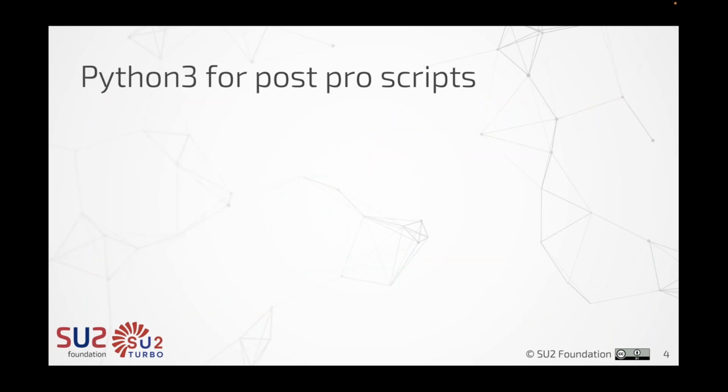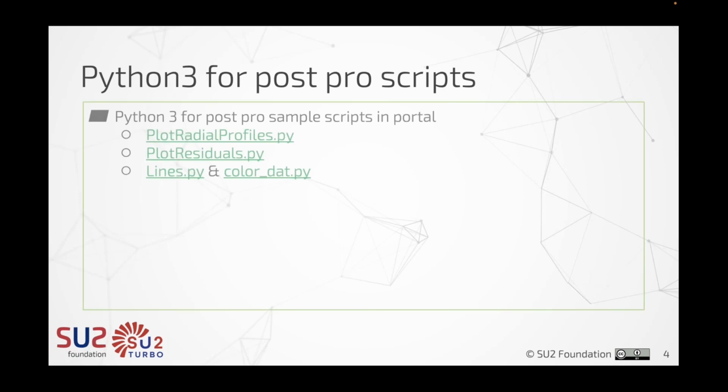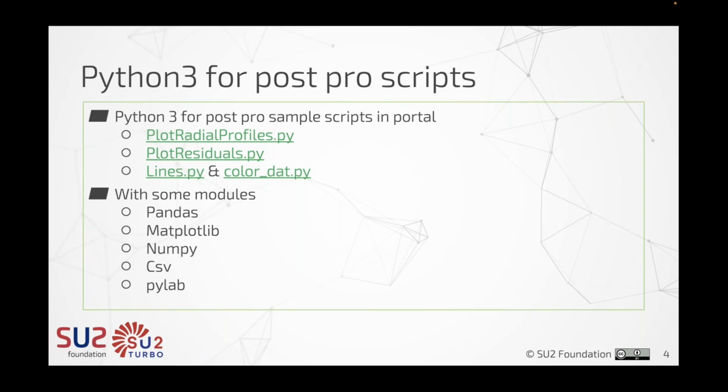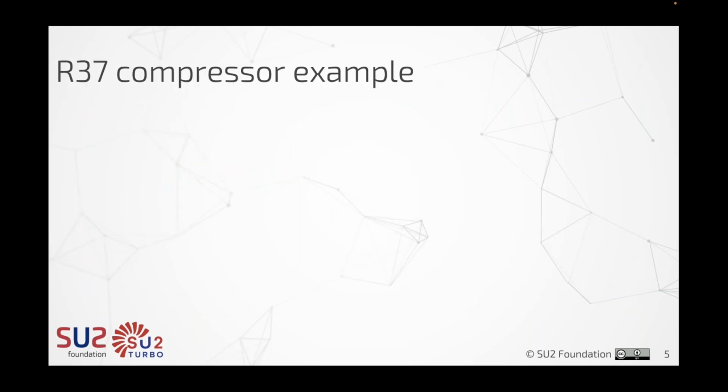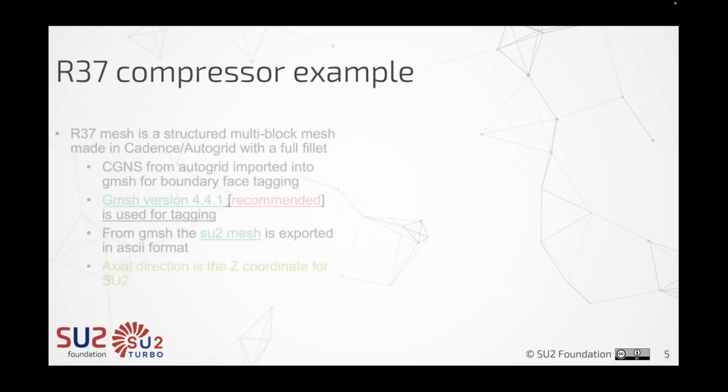For the scripts, you need Python 3. Just for your information, you need these following modules, and this is a picture of what you need. These scripts I use for the radial profiles and for the convergence history, and they come in pretty handy. So now we can go to the R37 compressor example.